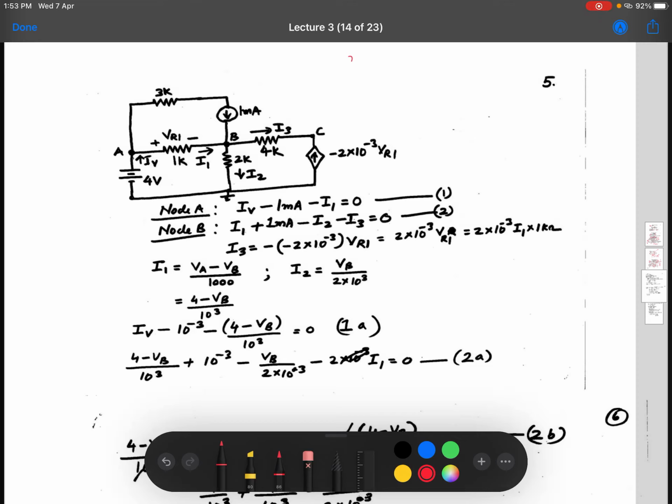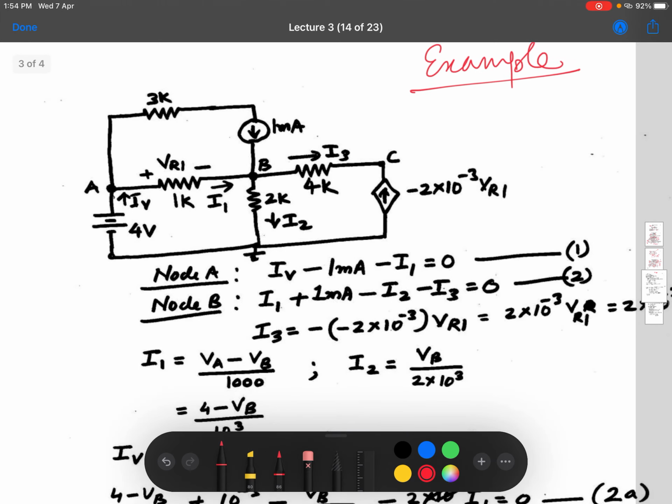Okay, so let's come to the example for KCL. I'll take an example of how to write KCL for a circuit, and we'll also see how to write equations for loop equations. And this is perfectly a general circuit.